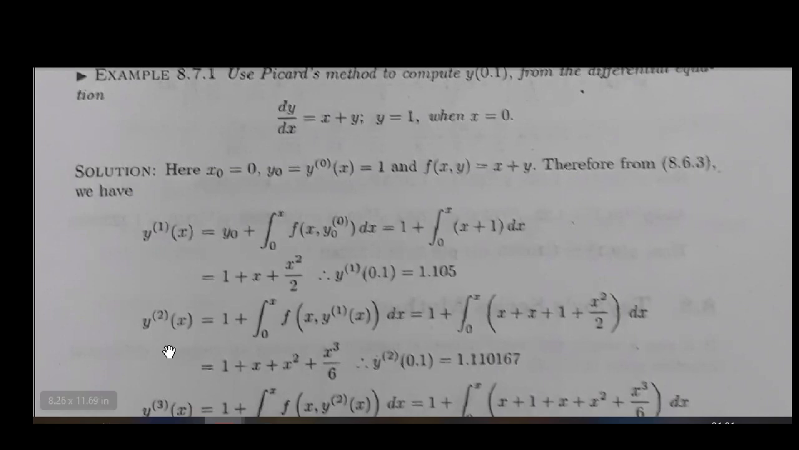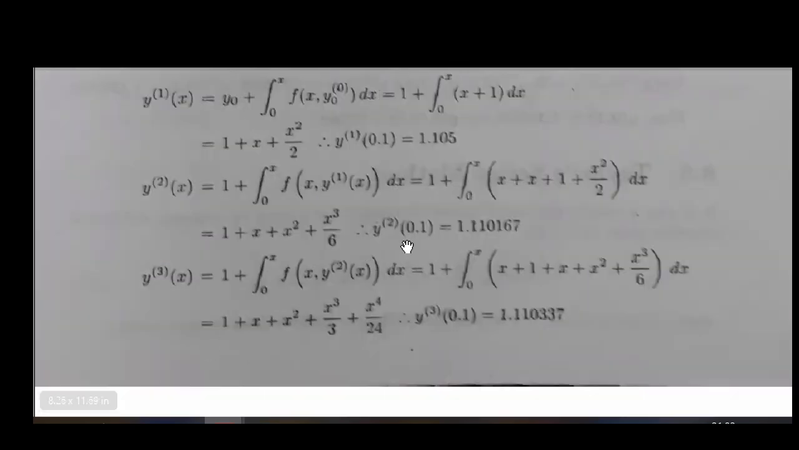Again, the next level, the second level of approximation. F of x, y1(x). So what is y1(x)? This is our y1(x). We will put it here. Put it here means this is the function x plus y1(x), and y1(x) means this, so x plus 1 plus x squared by 2. Now you again integrate, you get this thing. Again you put the value where you are required to find it, so at 0.1 you find this thing.